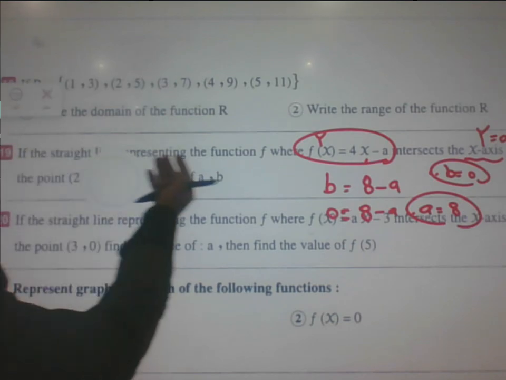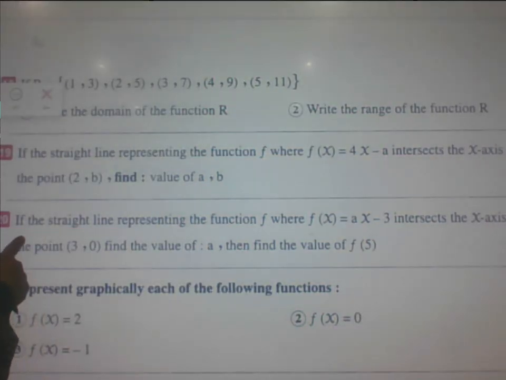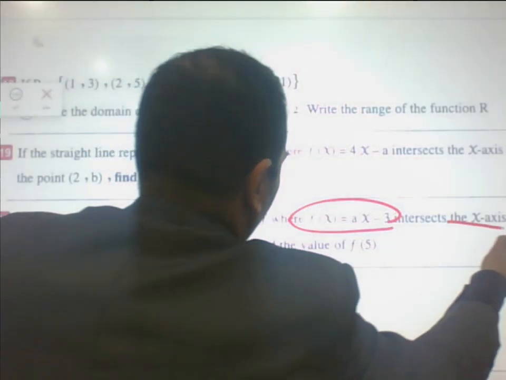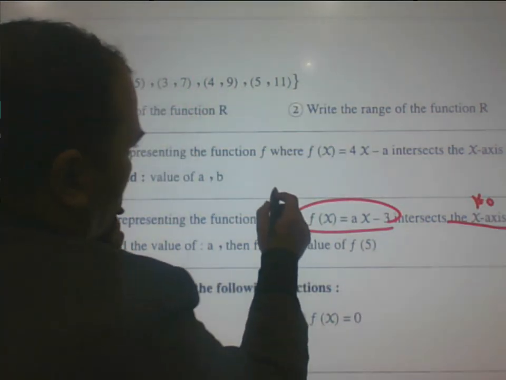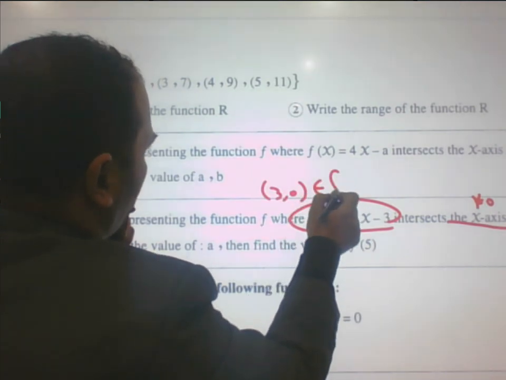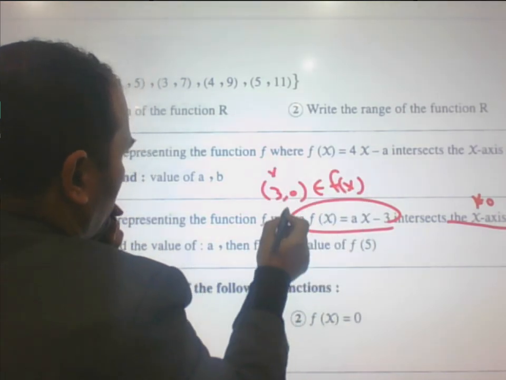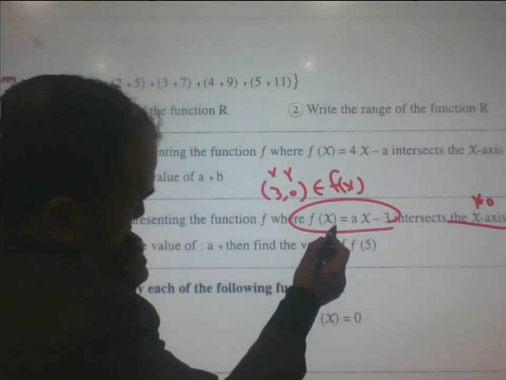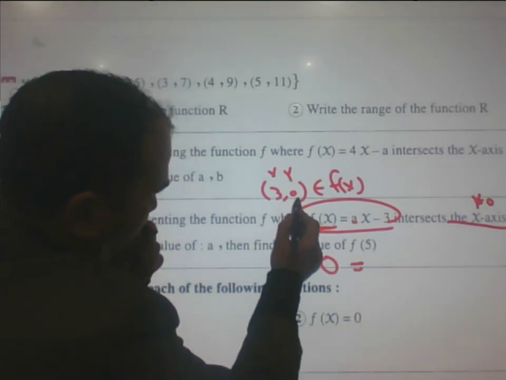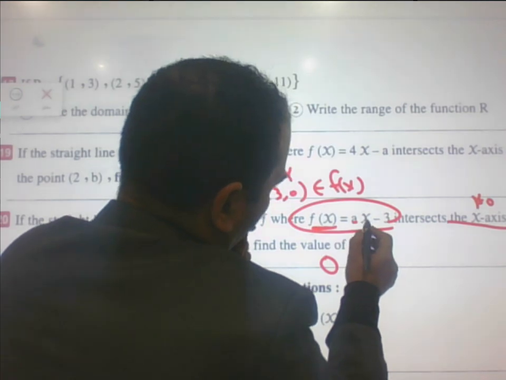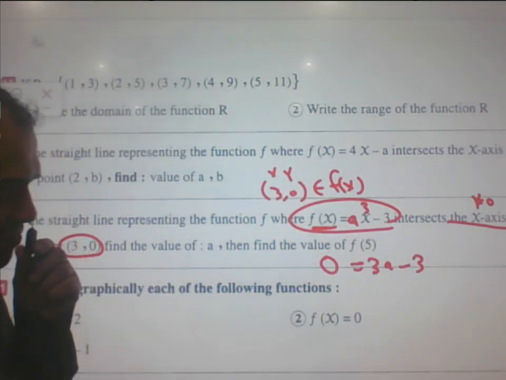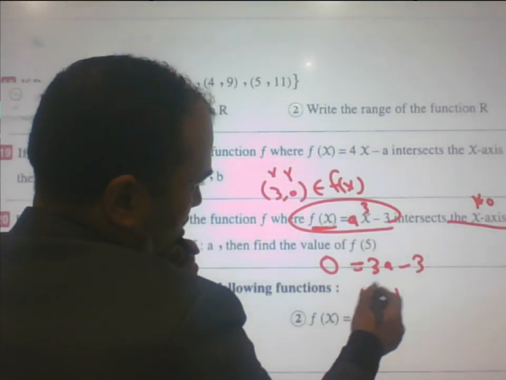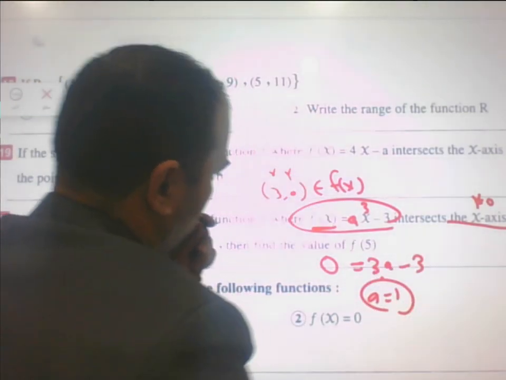Next question. Question 20. We have the function f of x equals ax minus 3 intersecting the x-axis. It means y equals 0. This is the point 3 and 0 belonging to the function. It means it satisfies the value of x equals 3 and the value of y equals 0. Then f of x here will be 0 equals a times x. Put x equals 3, 3 times a, it will be 3a minus 3. Then the value of a equals 1. 1 times 3, 3 minus 3 equals 0.